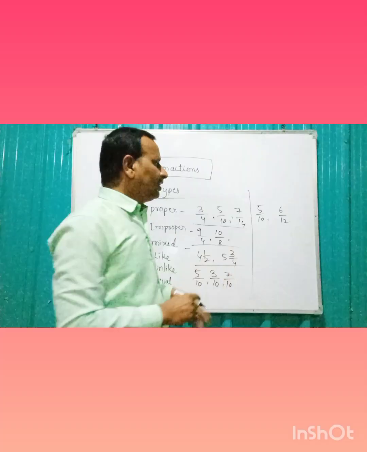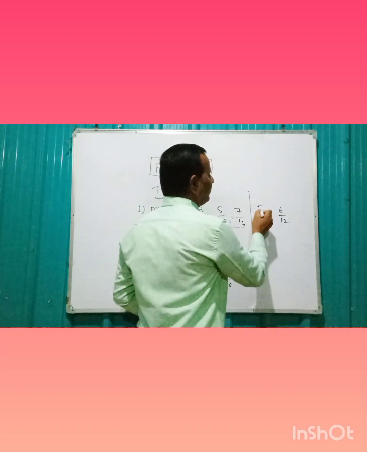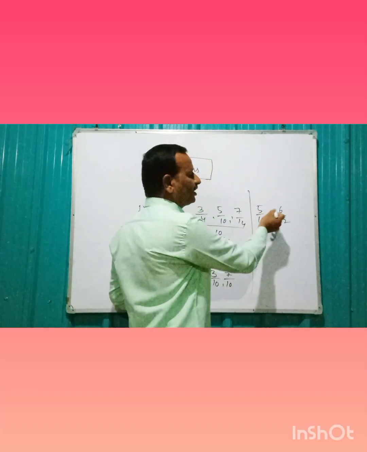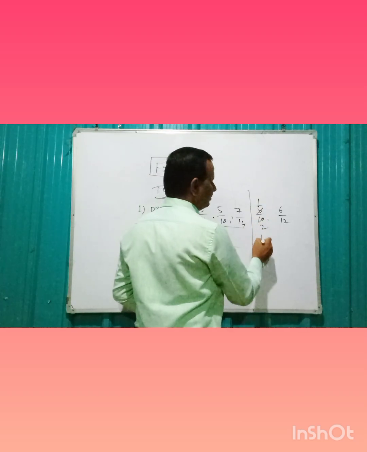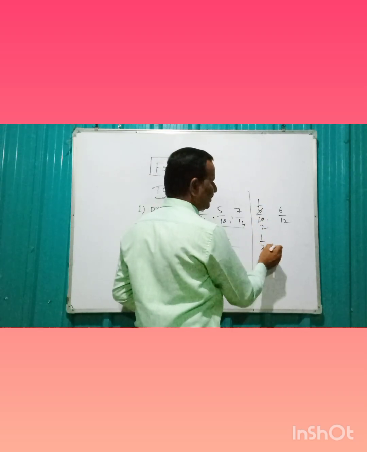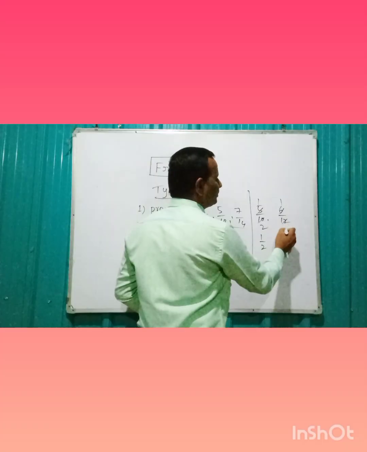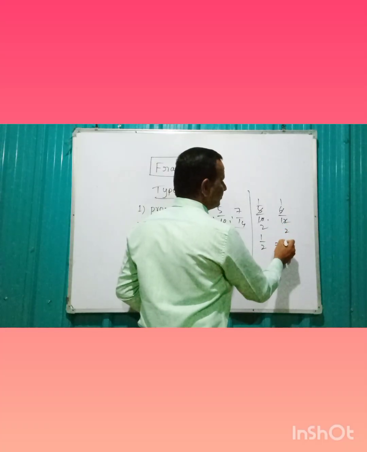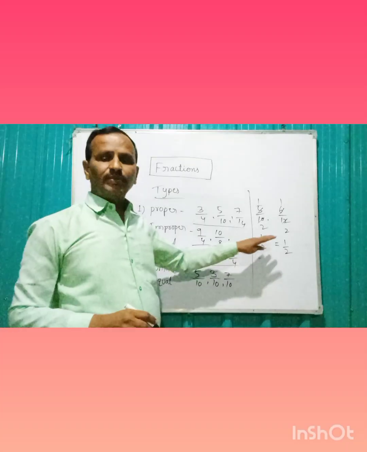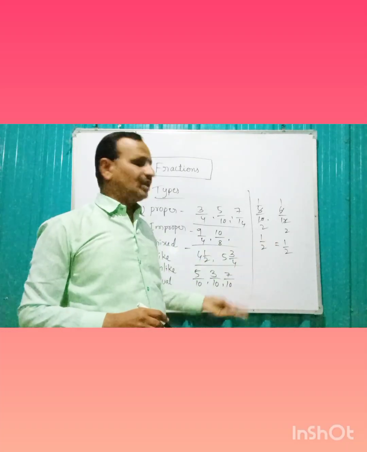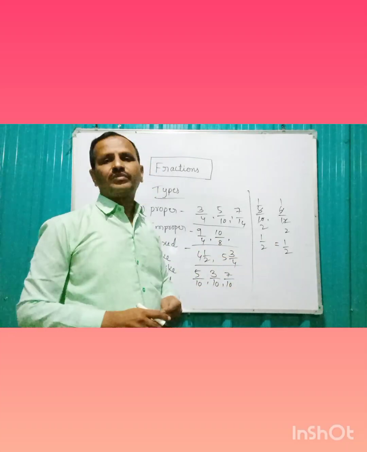How? When we simplify 5 by 10 and 6 by 12, we get the same answer. 5 ones are 5, 5 twos are 10, so we got 1 by 2. And 6 ones are 6, 6 twos are 12, so this also gives the answer 1 by 2. Both values came to 1 by 2. For that reason we can say these are equal fractions.